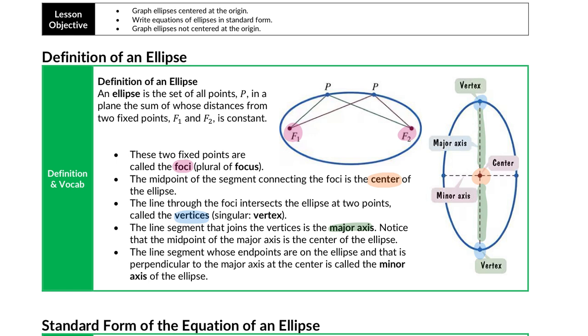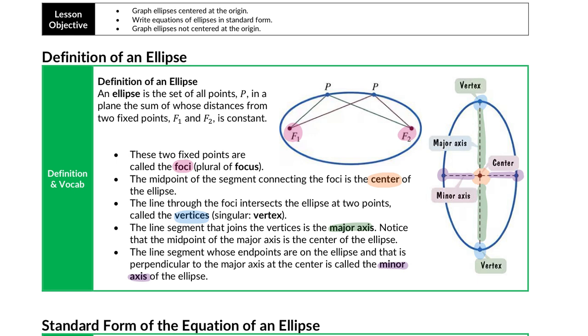The last vocabulary we have is the line segment whose endpoints are on the ellipse that is perpendicular to the major axis, called the minor axis, and that's just going the other direction across the center. These vertices that connect the minor axis to the ellipse don't technically have a name in our textbook, but I've seen other textbooks call them the minor vertices. So you have your major vertices, or the vertices, which are blue for us, and then your minor axis does touch the ellipse, so you can think of those as minor vertices.